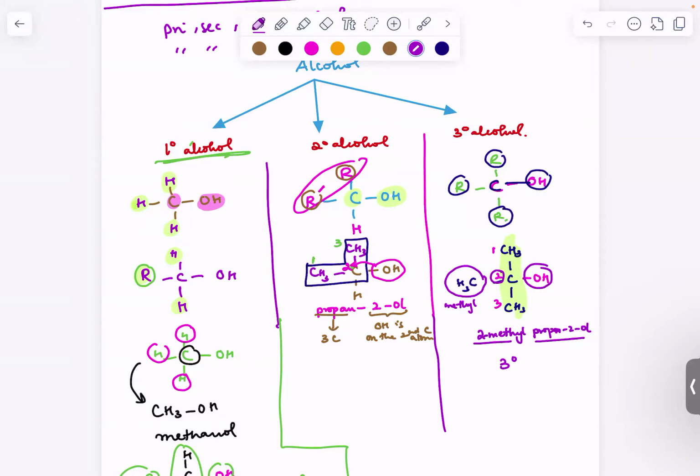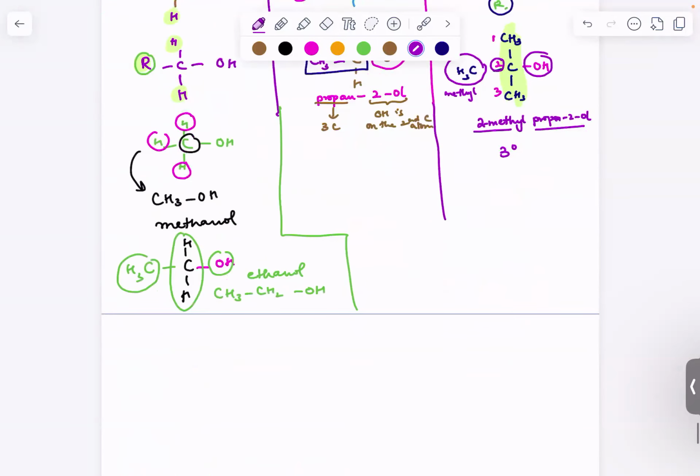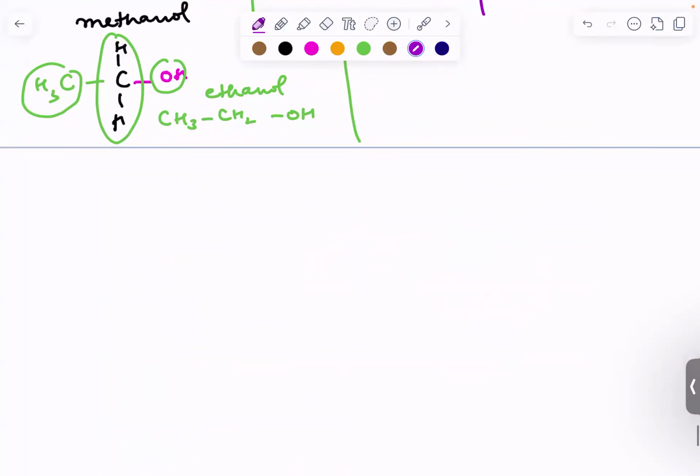Now we will shift to the other one, that is the halogenoalkane, but I think there is no need to talk about the halogenoalkane in terms of primary, secondary, and tertiary halogenoalkane. But still, that's better. Anyway, I'll do it.